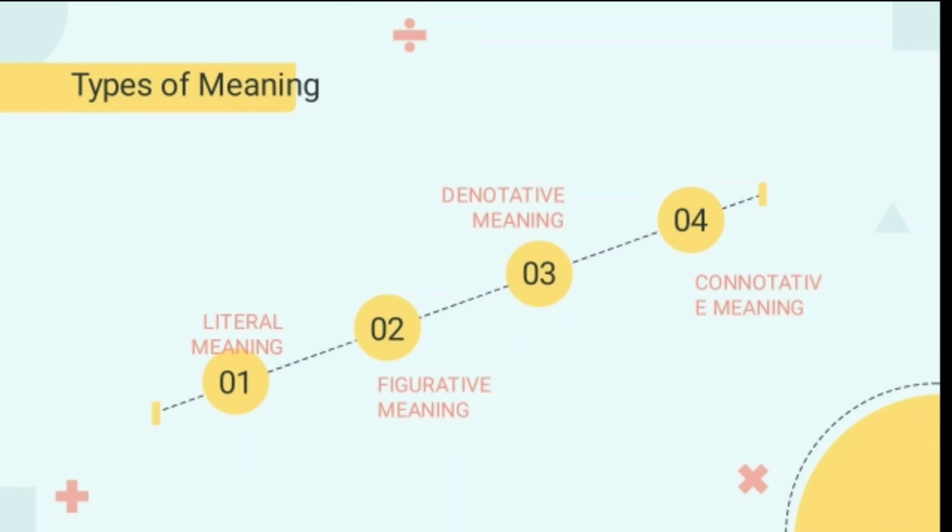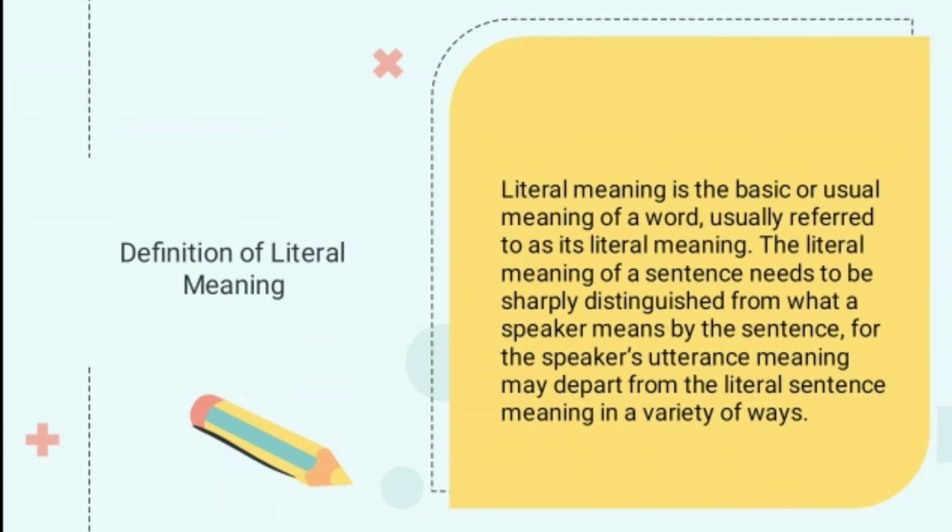Next. Then the next point is types of meaning. There are 4 types of meaning. The first one is literal meaning, and then figurative meaning, denotative meaning, and the last is connotative meaning. Well guys, the definition of literal meaning. Literal meaning is the basic or usual meaning of a word. The literal meaning of a sentence needs to be sharply distinguished from what the speaker means by the sentence, for the speaker's utterance meaning may depart from the literal sentence meaning in a variety of ways.